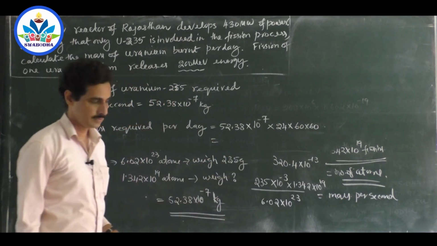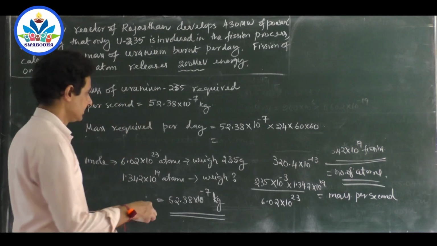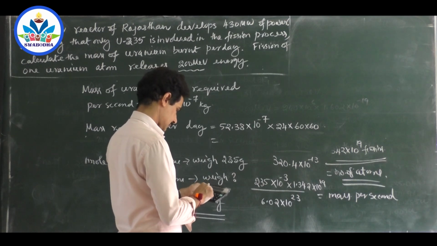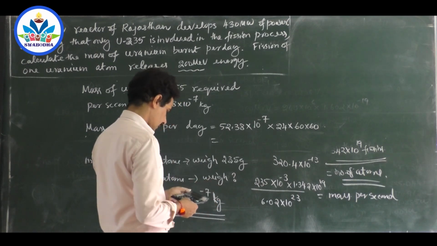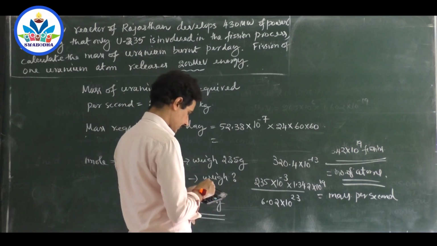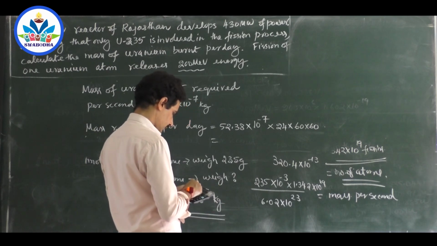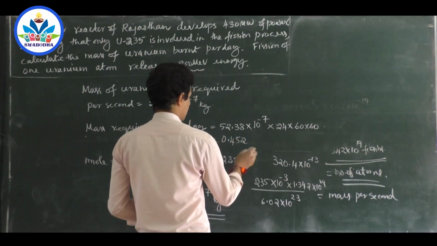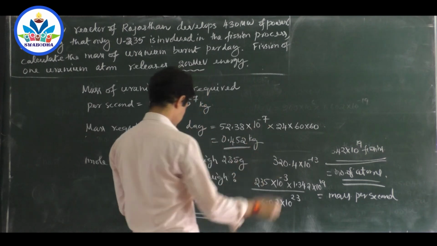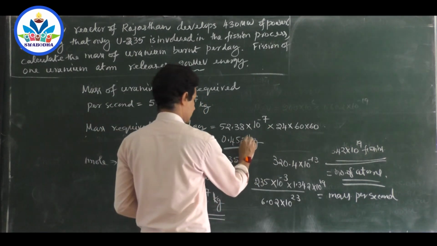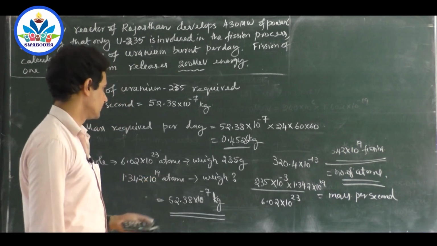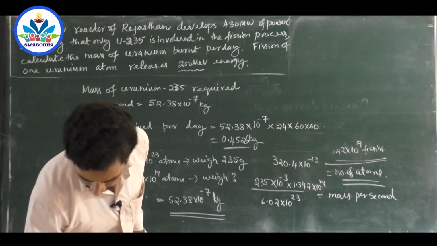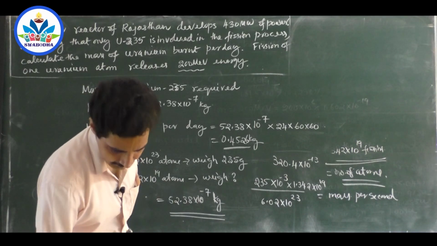That is equal to 52.38 into 24 hours into 60 minutes into 60 seconds, this is a very big number, with minus 7. It comes to 0.4526 kg, because I get a large number but I have a 10 to the power minus 7. Even after adjusting 10 to the power minus 7, I get that much answer.